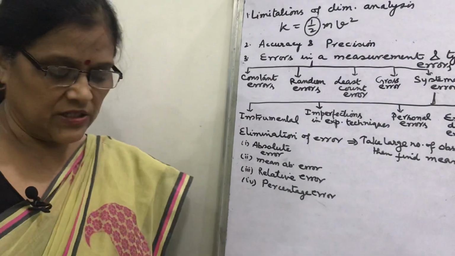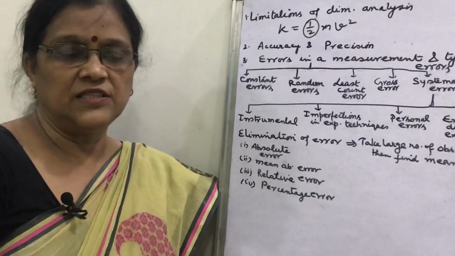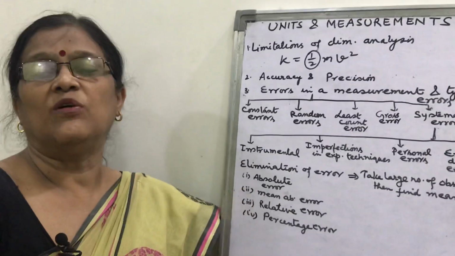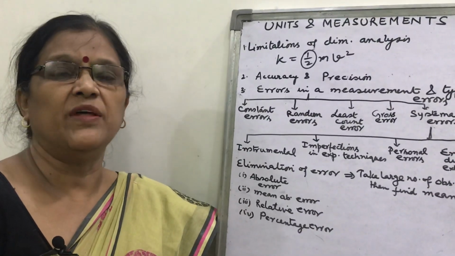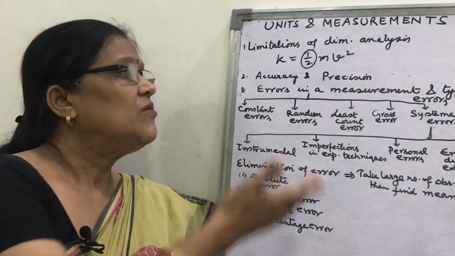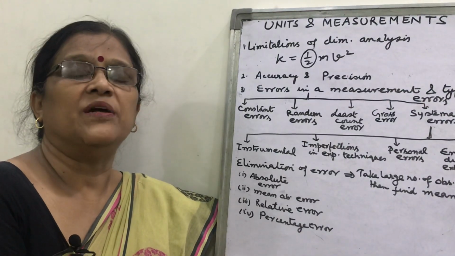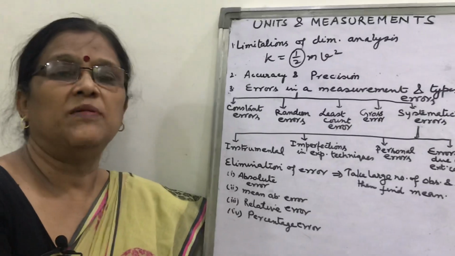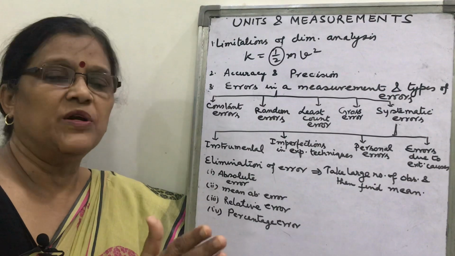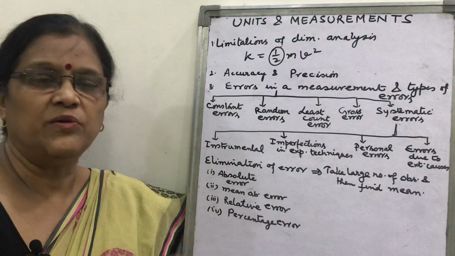So what is the limitation? We can say that dimensional analysis cannot give the value of the dimensional constants. We can derive the equations which are dimensionally correct, but we cannot find the value of the constants occurring in the relation. For example, in the time period of a pendulum, T equal to 2 pi under root L by g, we cannot derive the exact T equal to 2 pi under root L by g. We can derive T equal to some constant into under root L by g.